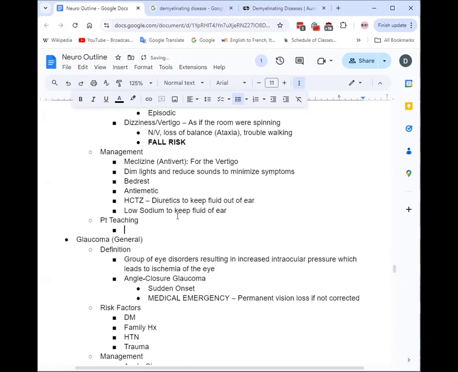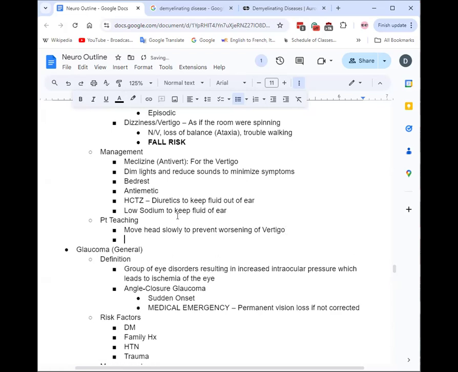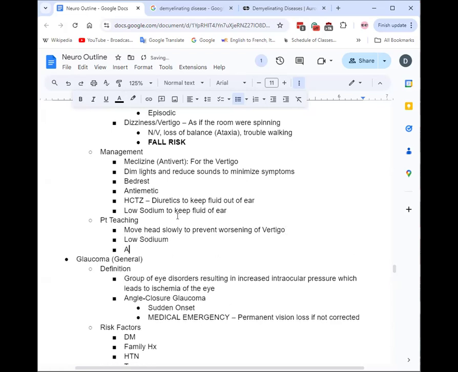Patient teaching: maybe just move head slowly to prevent worsening of vertigo. So that's your dizziness again. Low sodium again. Avoid smoking. Remember, smoking can make you dizzy as well. It constricts as well, so less blood flow to the ear. Avoid caffeine.